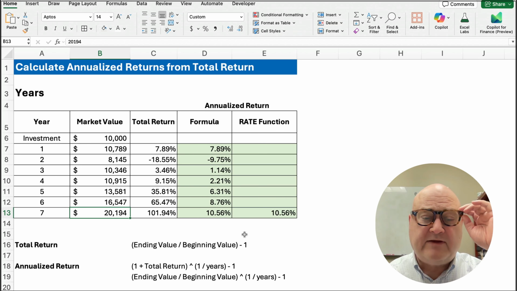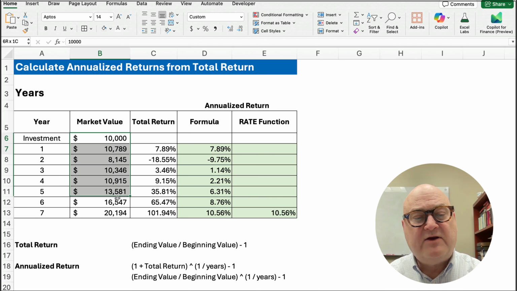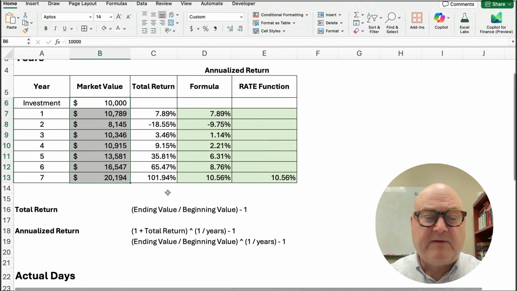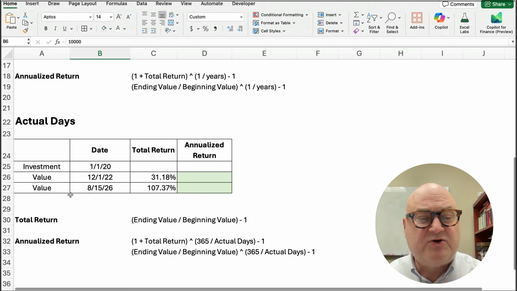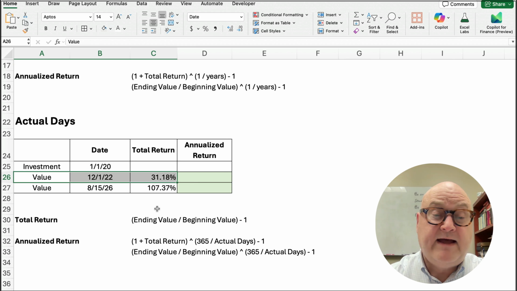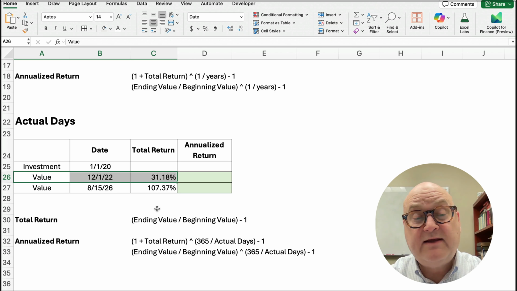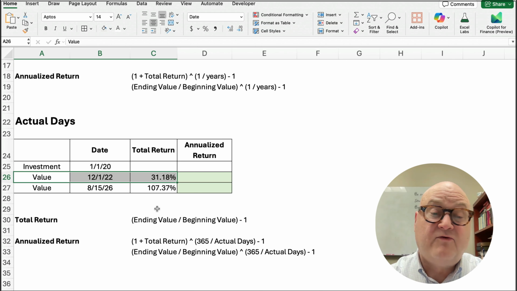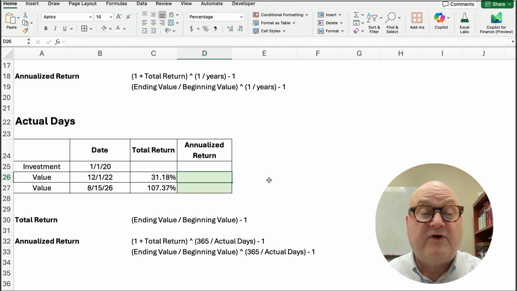All right, so that's how you do it if you have all the full numbers and everything. But what if you have just something short? You just look up and you find you don't have maybe all the paperwork, and you find out at some point you made an investment on January 1st, 2020, and then you find on 12/1/22 you have a total return of 31.18%. Well, what's your annualized return?